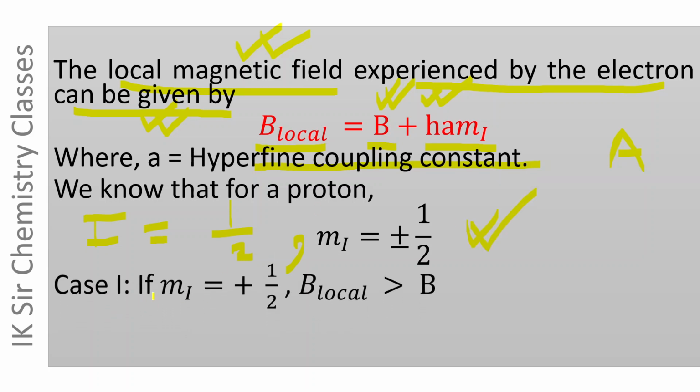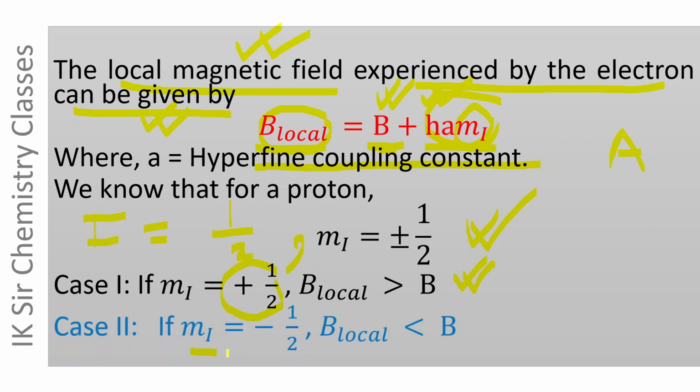Case 1. If mI is plus half, then the local magnetic field experienced by the electron will be greater than the applied magnetic field, because mI is plus half. This value will add to the applied magnetic field. In case 2, if mI is minus half, this term will become negative, that is, the local magnetic field will be smaller than the applied magnetic field.